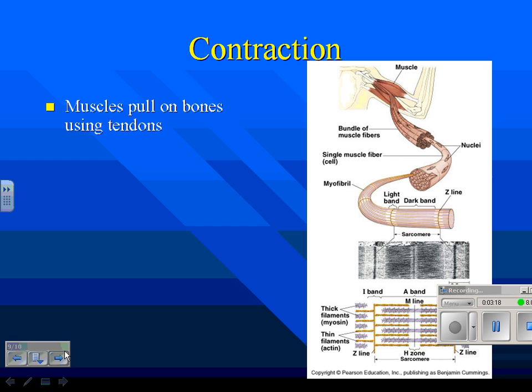When they contract, they pull on bones using tendons. Okay? Tendons. So you can find a tendon. If you feel on the inside of your elbow or on the back of your knee, you can feel these ropey things that are attached to your muscles. Those are tendons. And the tendons are attached to the bone. So when a muscle contracts, contraction means it goes from long and skinny to shorter and thicker. When it contracts, it's going to pull on that tendon, which is going to pull on that bone.